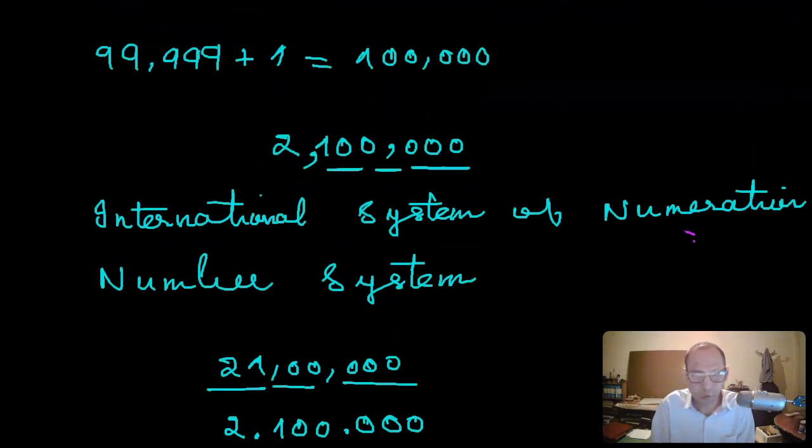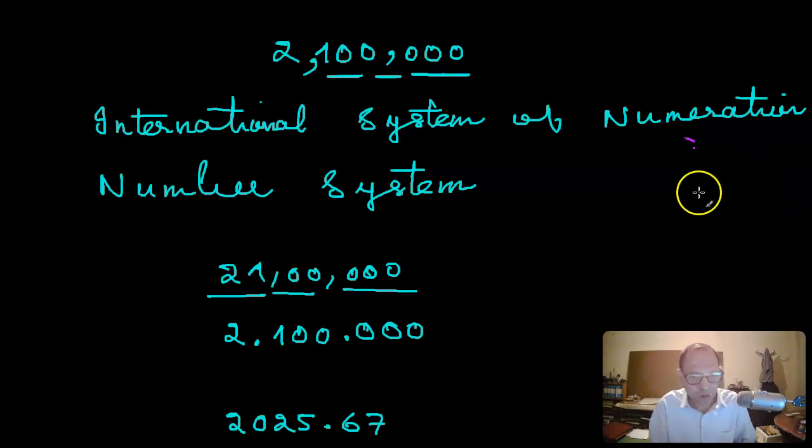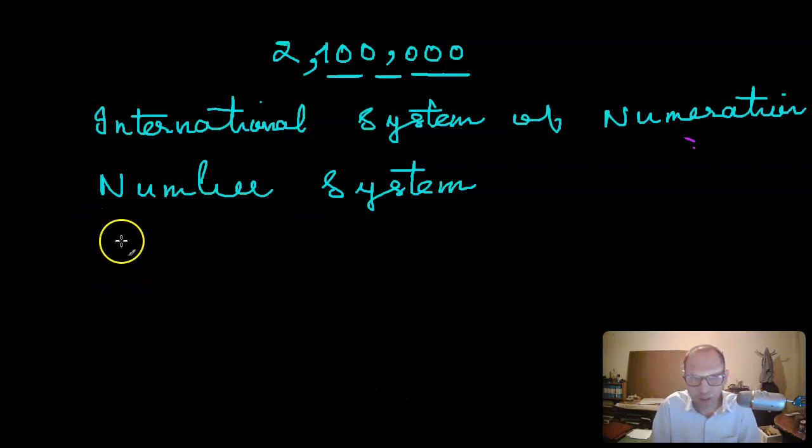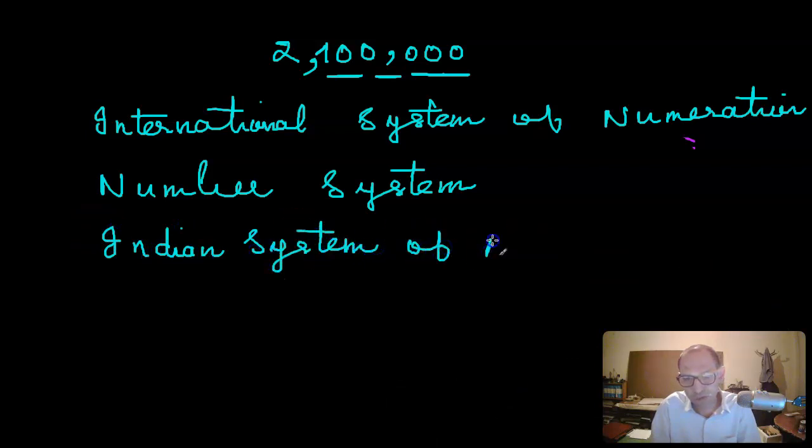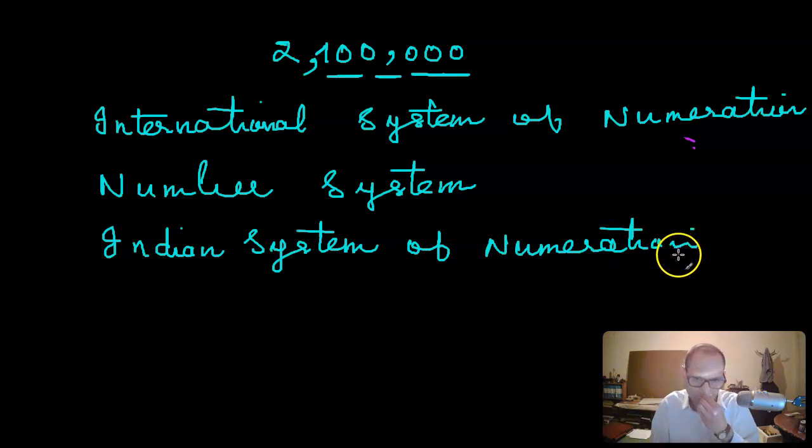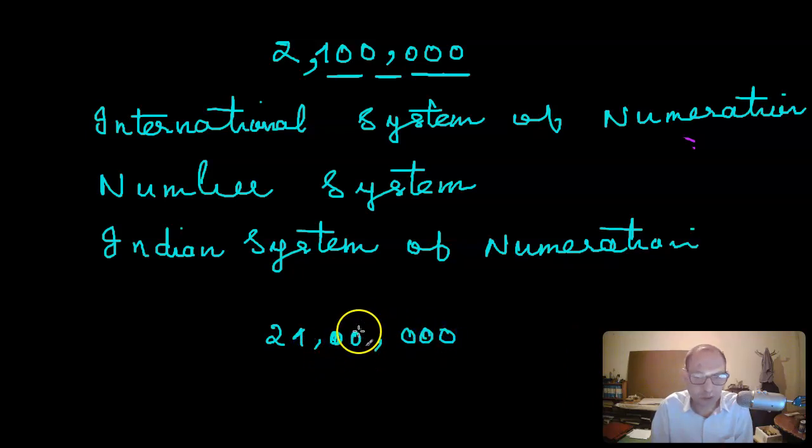So now, essentially there is an international system of numeration, and there is also something called the Indian system of numeration. In the Indian system of numeration, for example, the same number, which is 2,100,000, you write as 21,00,000. Of course, these commas are only used in order to separate the digits. They don't mean decimal places or anything like that, of course.